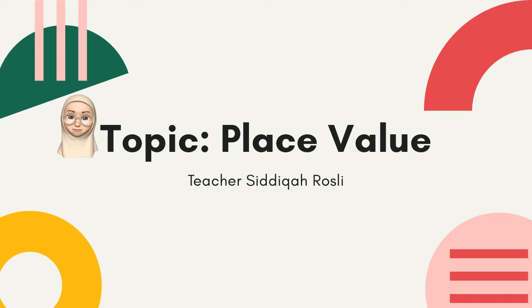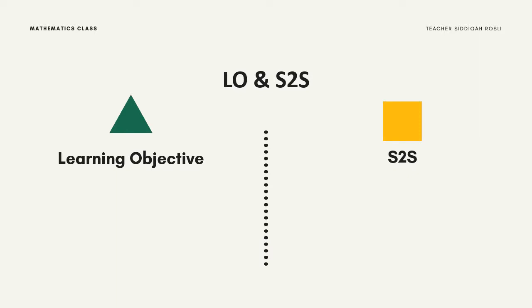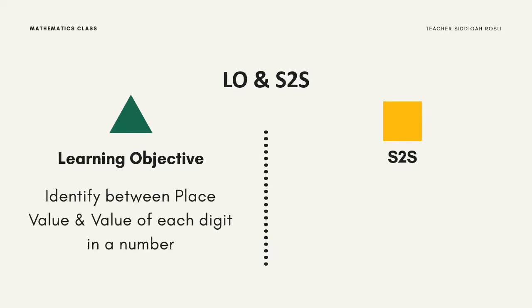Today we are going to do a simple revision on our topic on place value. So let's begin our lesson for today. Our learning objective for today is we are going to identify between place value and value of each digit in a number. And our S2S for today, the first step is we are going to underline place value or value.